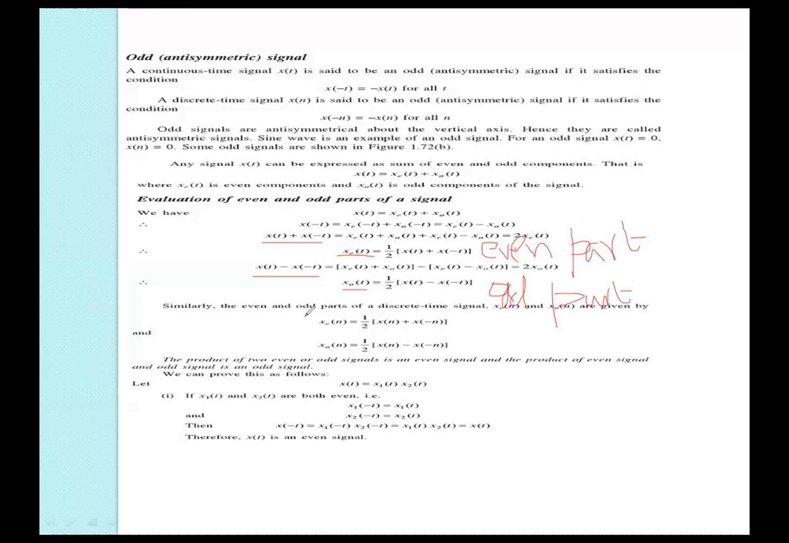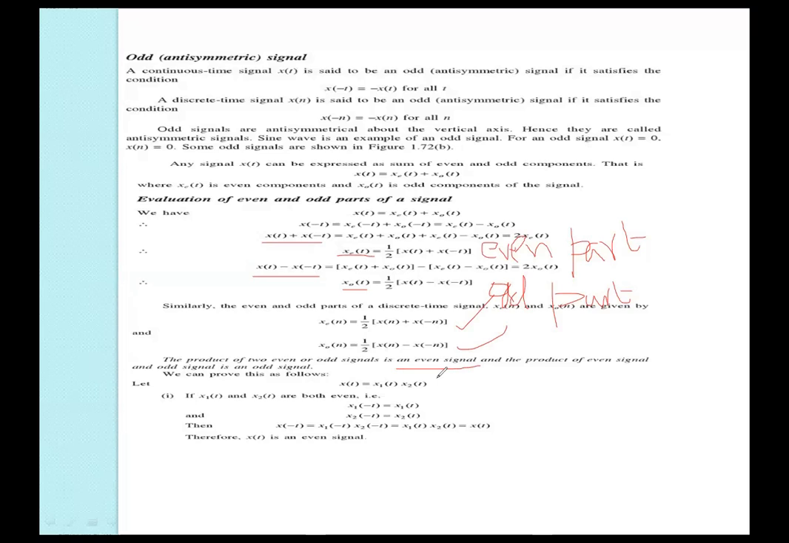Okay. Similarly in the discrete function also, whatever the t is there, you can replace with the n. The n is a variable of the discrete time function. So xe of t is 1 by 2 into x of n plus x of minus n, and xo of t is 1 by 2 x of n minus x of minus n. Got it, Manish? So the product of two even and odd, even or odd signals is an even signal.